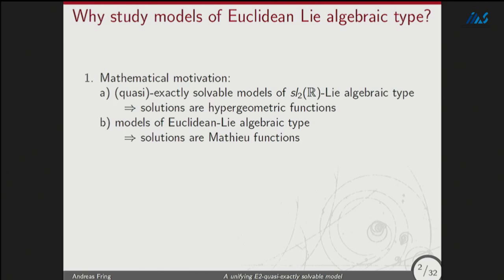So why should we study this, or what is interesting? There are two motivations for this. One is rather mathematical. Most of the exactly or quasi-exactly solved models can be related in some way to SL2R Lie algebras. And the key feature is always that they have solutions of hypergeometric type and their specializations. But there are also models we know that have different types of solutions, and they are based on Mathieu functions. And the Mathieu function does not fall in this class. So the question is, what is the natural Lie algebraic setting for these theories? So this is just the mathematical motivation.